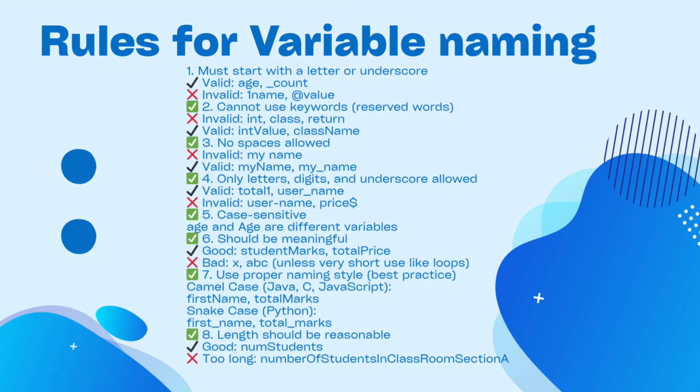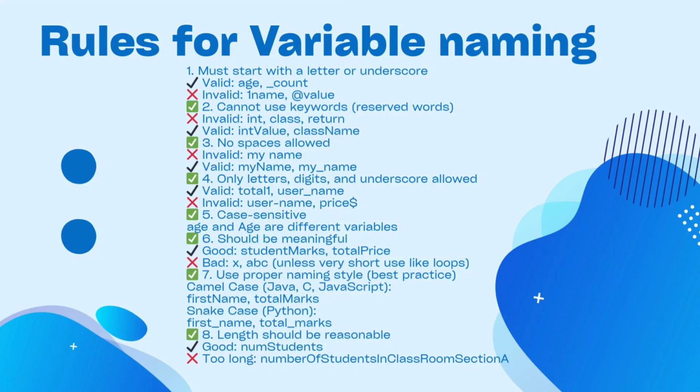3. No spaces allowed. My name with a space is invalid. Valid: myName, my_name. 4. Only letters, digits and underscore allowed. Valid: total1, user_name. Invalid: user-name, price$.